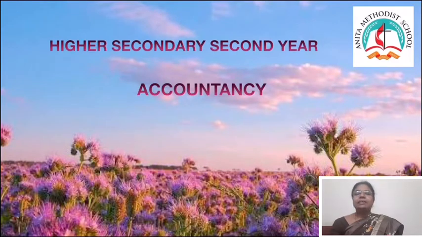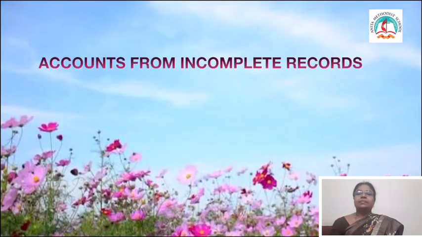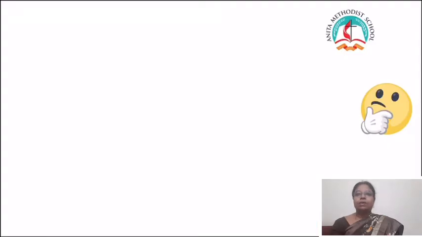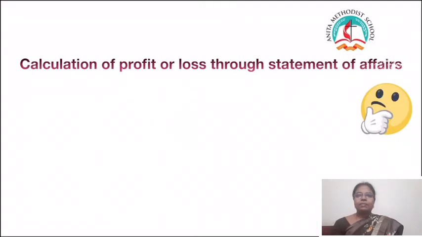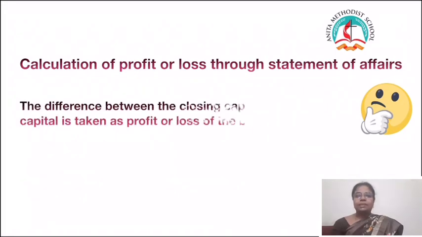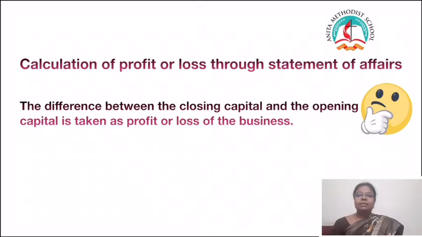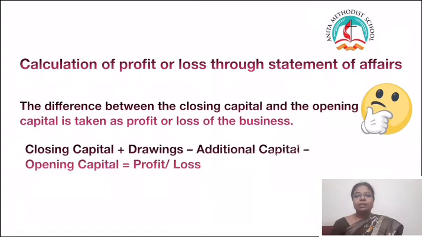Today in this class we are going to see about incomplete records. Under incomplete records we are going to see calculation of profit or loss through statement of affairs. The difference between the closing capital and the opening capital is taken as the profit or loss of the business. So closing capital plus drawings minus additional capital minus opening capital gives either profit or loss.